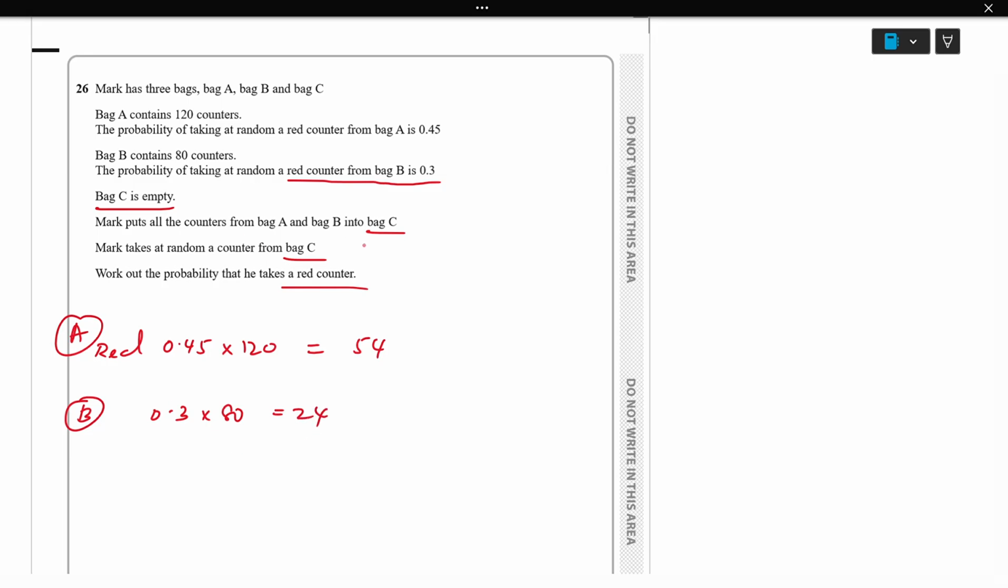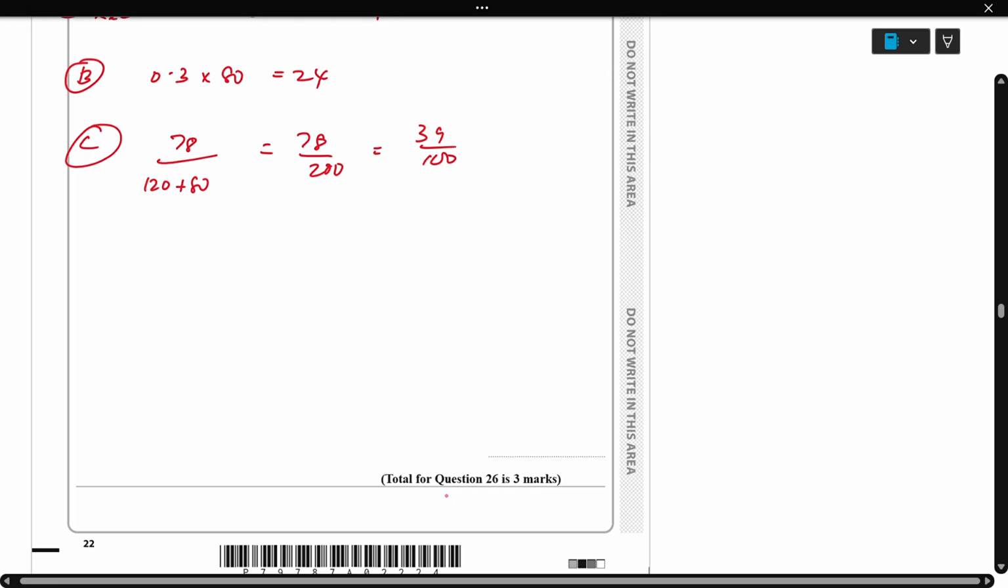So all of these we are putting in bag C now. Bag C total red counters is 54 plus 24, which is 78 red counters. Bag A has 120 counters plus 80 in bag B, so the total number of counters in bag C is 200. Out of 200, 78 are red. So 78 over 200, reduced, is 39 over 100. That's the answer, 39 over 100.